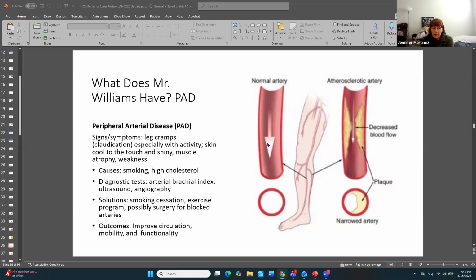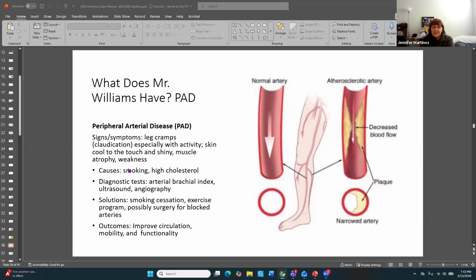This is what a normal artery looks like, okay? And this is what peripheral artery disease would look like. So we have atherosclerosis, all right, which is a hardening of those arteries. If they have elevated triglycerides, they also may have some plaque that builds up in those arteries, which is going to decrease blood flow to those extremities.